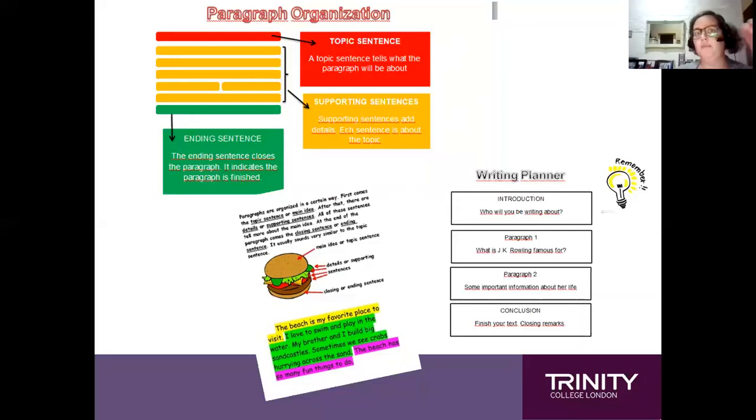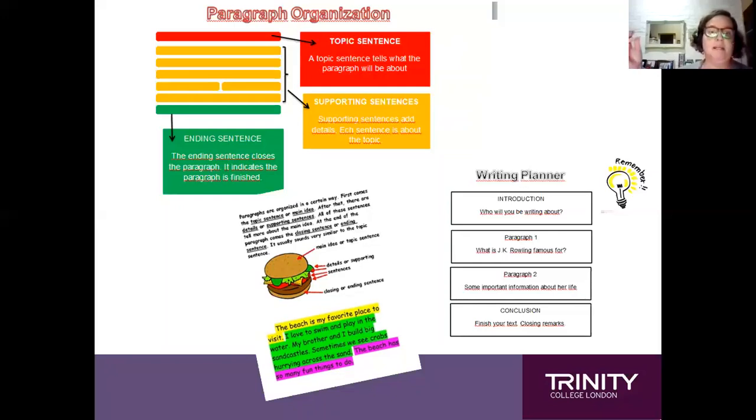So we move from the structure to examples. So there is a paragraph there in very simple language. The beach is my favorite place to visit. Topic sentence. As a reader, I already know that that paragraph is going to be about why you love the beach so much. So the supporting sentences go, I love to swim and play in the water.